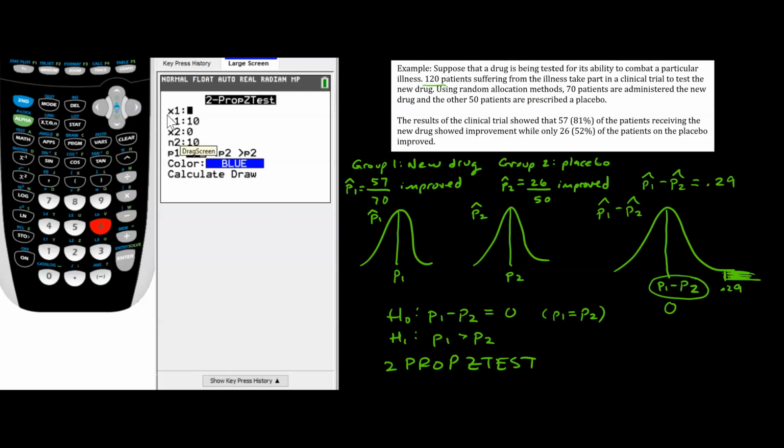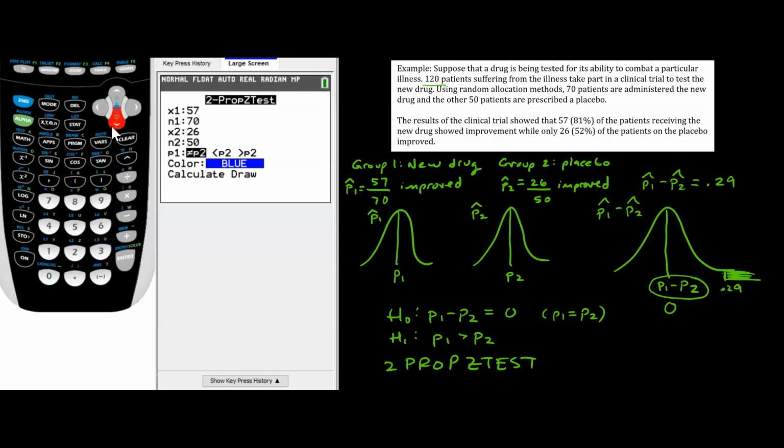X is always the number of people that meet a certain characteristic, which in this case is the number of people improving, and N is always your sample size. So 57 is our X, 70 is our N for group 1, 26 is our X, 50 is our N for group 2. So we'll say 57 out of 70 for group 1, and then 26 out of 50 for group 2.